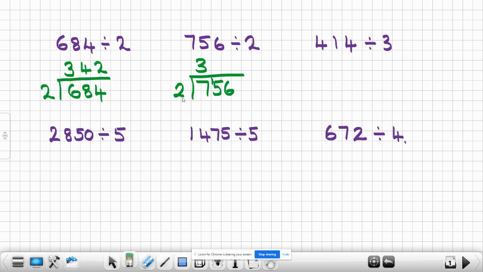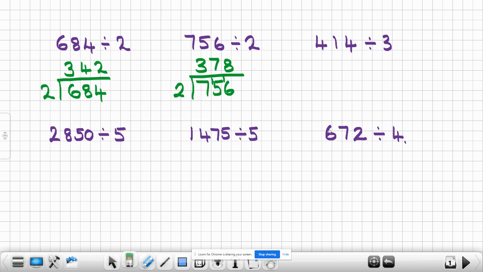Now we're going to look at how many 2s in 15. And there are 7. And again, 7 2s are 14. We're going to have a remainder of 1. That's going to go in front of that 6 to make 16. And we then say, how many 2s in 16? There are 8. So 756 divided by 2 is 378.